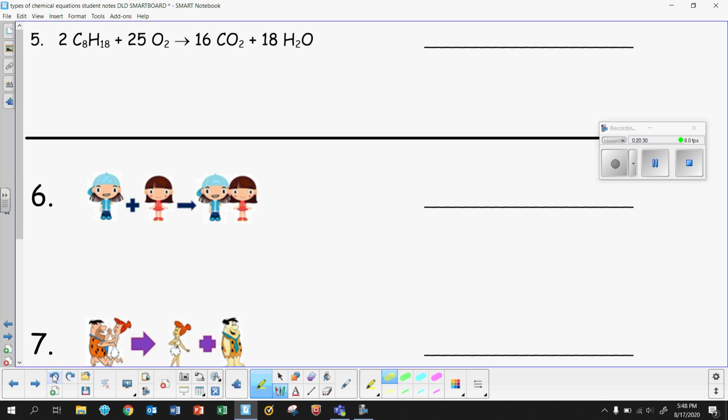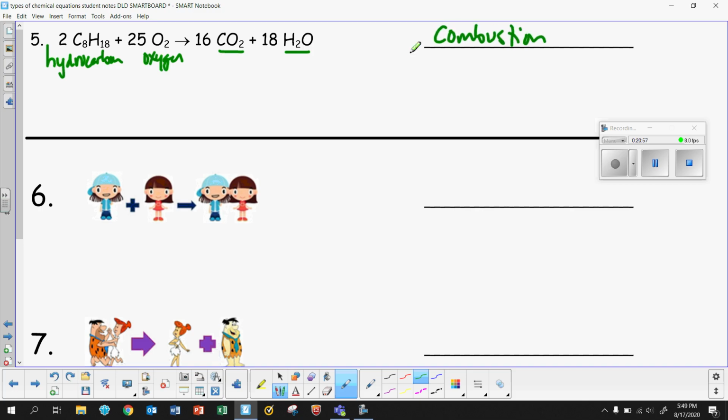Okay, it can't be single because we don't have an element on the product side. For it to be single, you have to have one element on either side of the arrow, and we don't. So what does that leave? All right, well, let's look at it. This thing with the C's and H's, that's a hydrocarbon. It's reacting here with O2, oxygen, and it's making carbon dioxide and water. That is combustion. Very good.